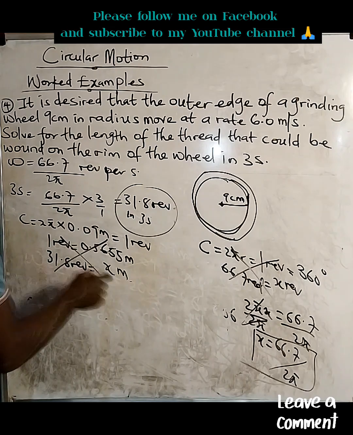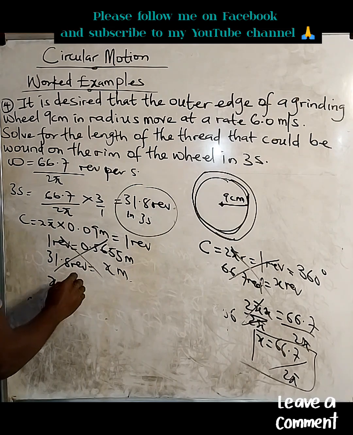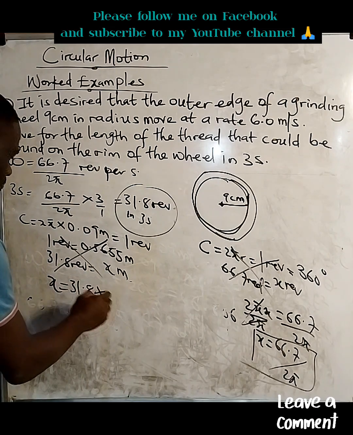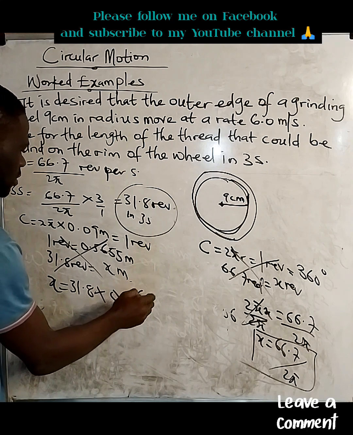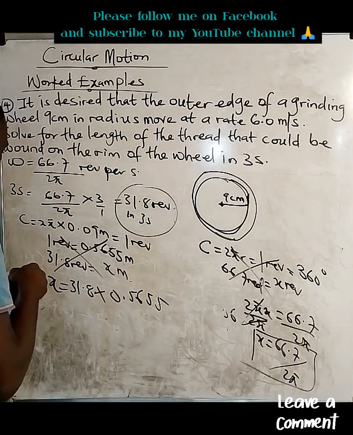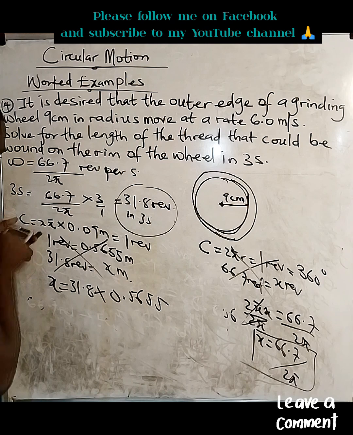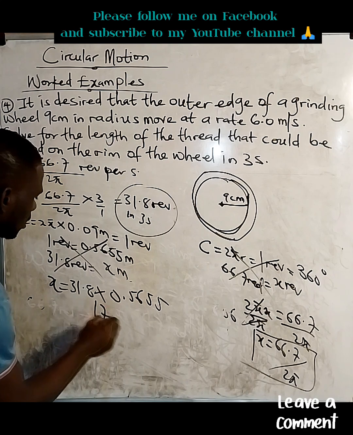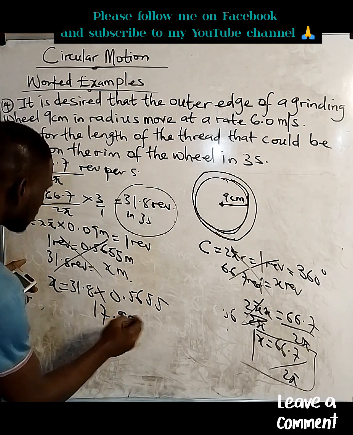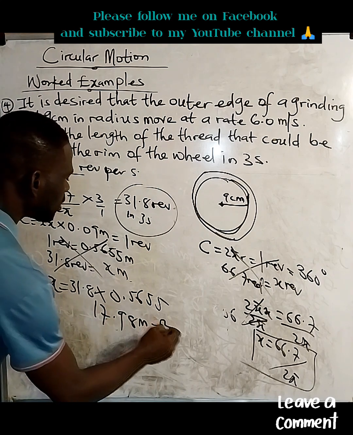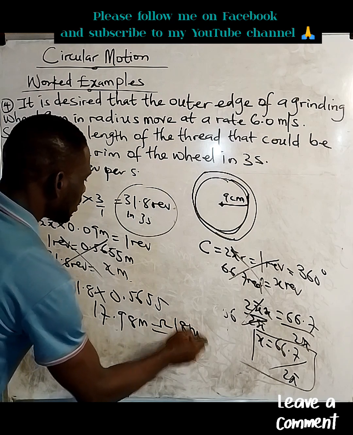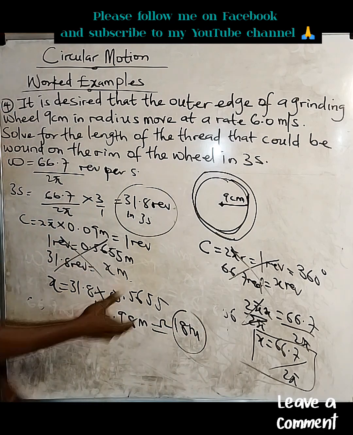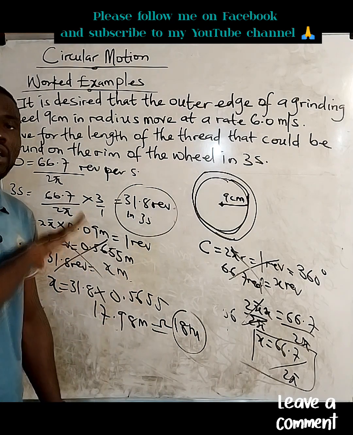I'm going to cross multiply: 1 times x, and 31.8 times 0.5655. Quickly, let's solve that right away. The answer we got is 17.98 meters, which is approximately 18 meters. That's the length of the thread that is involved in this whole circular motion.